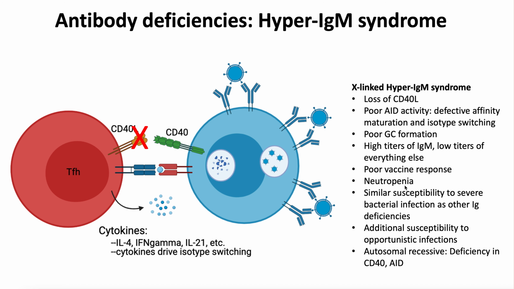And also, for reasons that aren't entirely clear, patients with hyper-IgM syndrome have neutropenia. They do have a similar susceptibility to severe bacterial infection as other Ig deficiencies, but they also have this additional susceptibility to some opportunistic infections. And I'll explore that in just a moment. And lastly, I do want to mention there are autosomal recessive versions of this disease, such as deficiencies in CD40 and activation-induced deaminase.